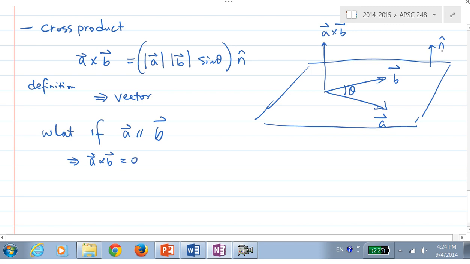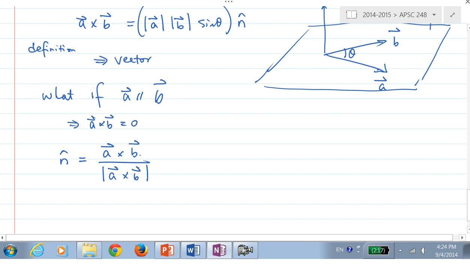So the next question is, how do we find n hat? We said n hat is the direction perpendicular to this plane, and that is the same direction as A cross B. So we can use our old trick: if we have this vector A cross B, we can just divide it by its length, and that will give us n hat.